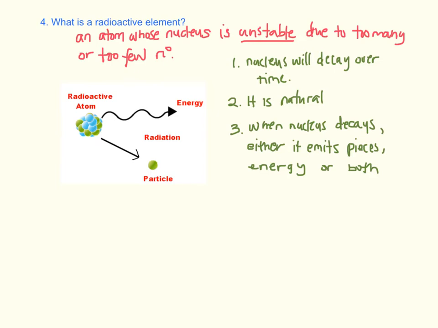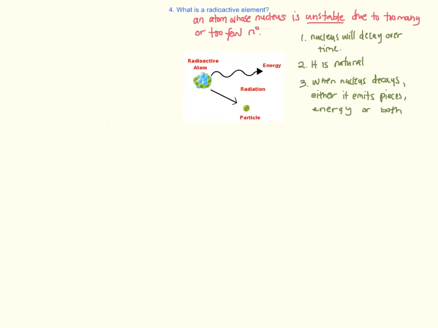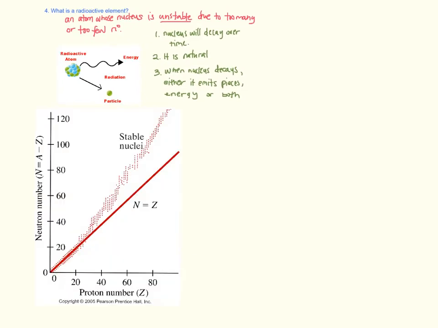So at this point, I'd like to talk a little bit about something called the band of stability. I'm going to minimize this, and we'll talk about the band of stability. This graph right here is called the band of stability. The way that you read this graph, for example, if we're looking at an element with, say, a proton number of 40, and if you look on your periodic table, you'll see that that's the element zirconium.